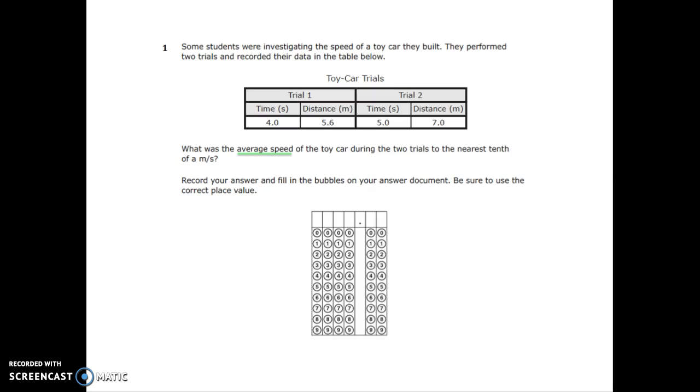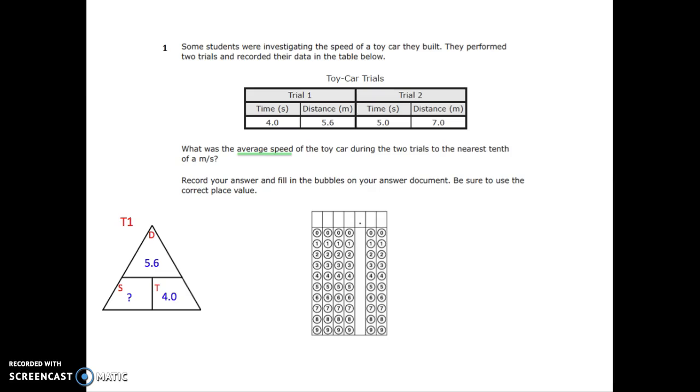Now, when we're looking at this question, they're asking us about average speed, and they've given us information in the table. Time is 4 seconds and distance 5.6 meters for trial 1. For trial 2, we have time is 5 seconds and distance 7 meters. So what we're going to do for trial 1 is start with our STD triangle. We are looking for speed, and they've given us time and distance. Our time was 4, and our distance 5.6.